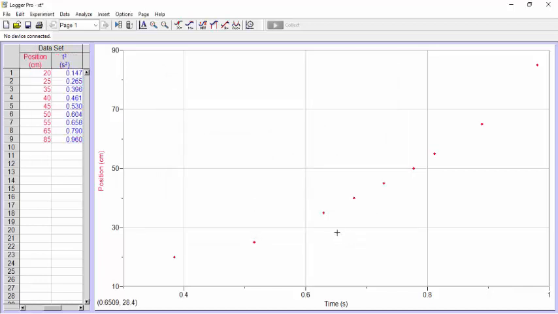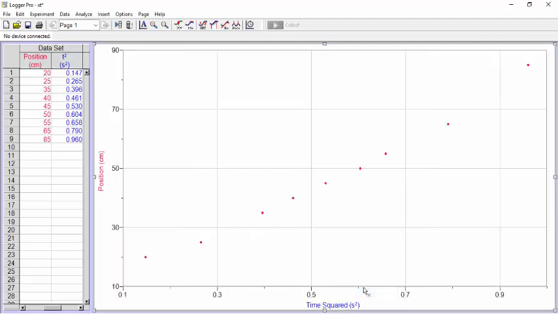Now notice that nothing happens. That's because we still have time graphed down here on our x-axis. So we want to click on this time and make it time squared.